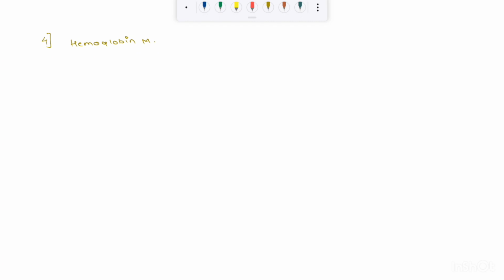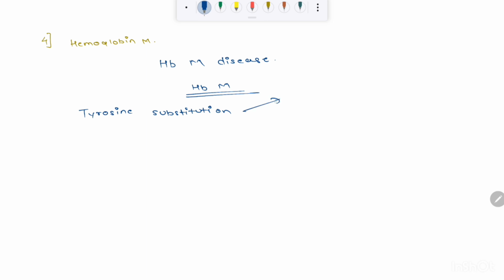The last is a rare form of hemoglobinopathy, which is hemoglobin M disease. Hemoglobin M disease is characterized by presence of hemoglobin M. This altered form of hemoglobin is due to point mutation that occurs in the globin encoding genes, mostly involving tyrosine substitution for proximal or distal residue of globin chains.